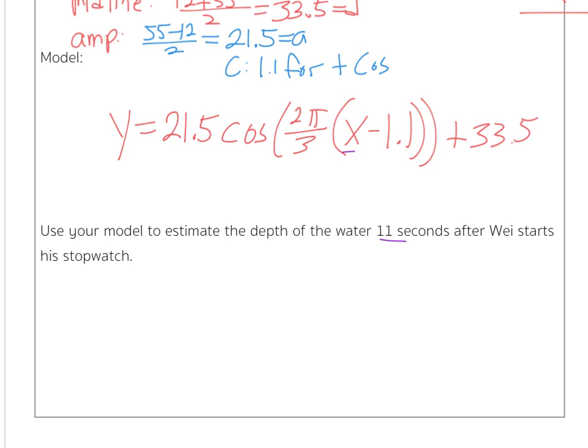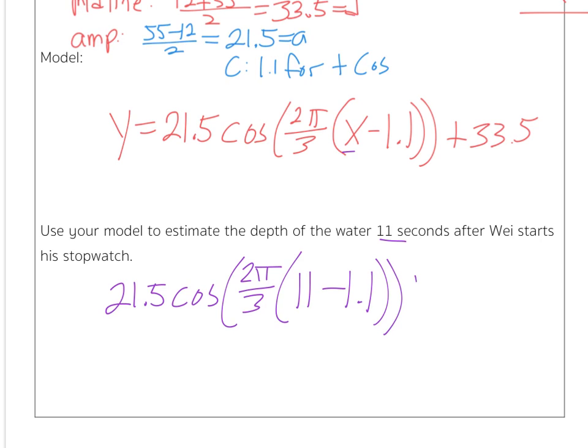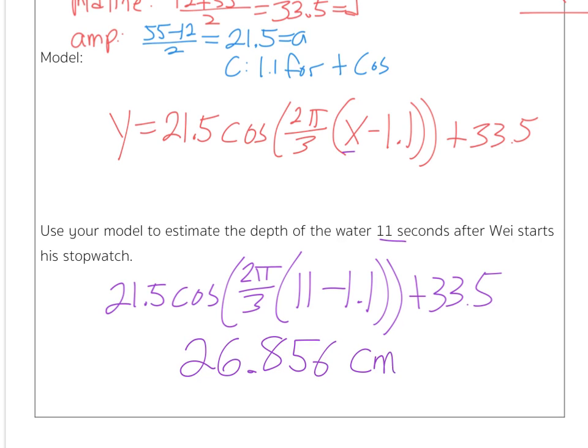Okay, I'm just going to plug 11 in for x. 21.5 cosine 2 pi over 3, 11 minus 1.1, plus 33.5. When I put that into my calculator, making sure I'm in radians, I get a value of 26.856. And that would be centimeters at 11 seconds.